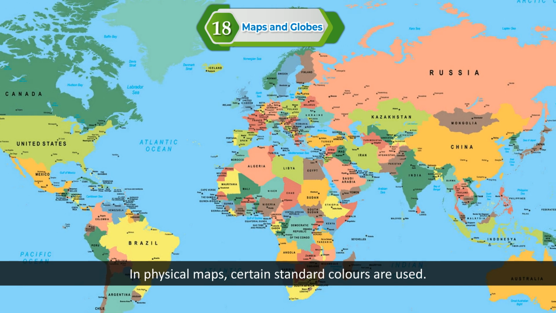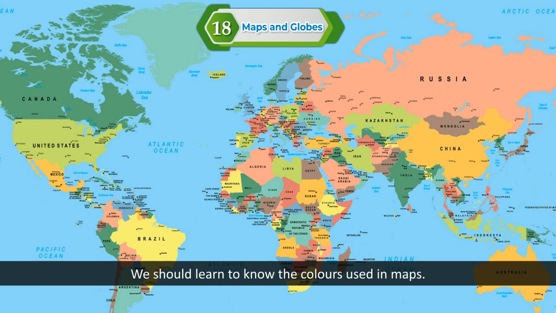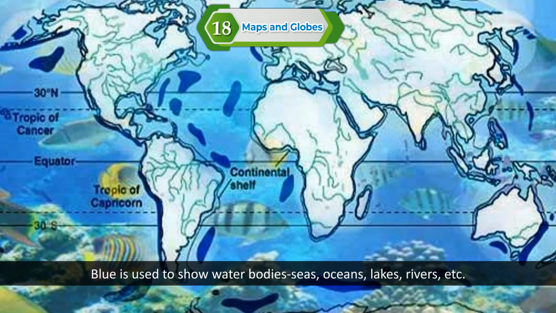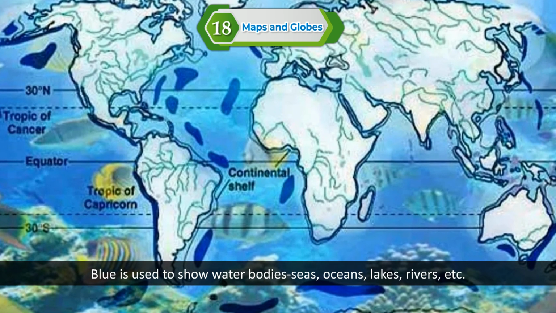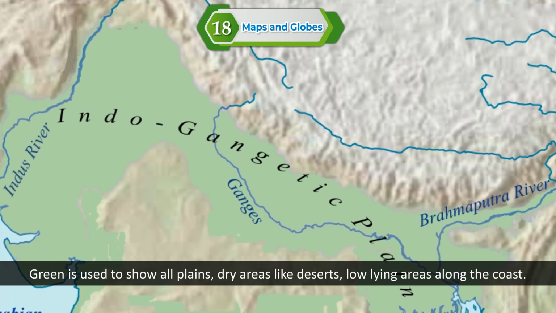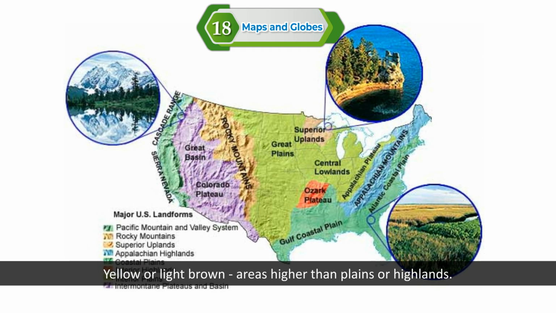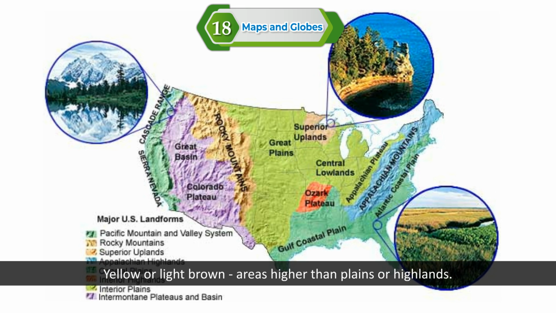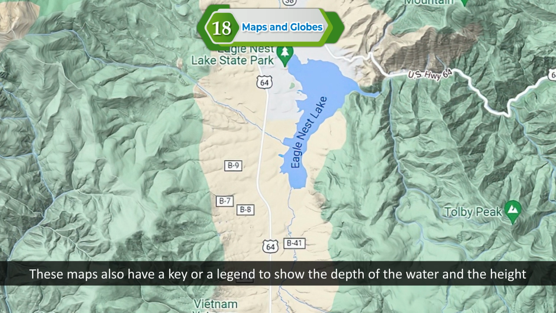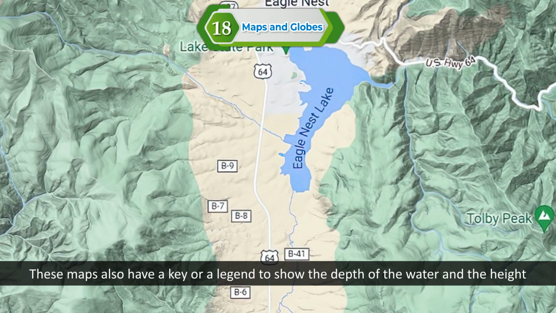Colors. In physical maps, certain standard colors are used. We should learn to know the colors used in maps. Blue is used to show water bodies like seas, oceans, lakes, rivers, etc. Green is used to show all plains, dry areas like deserts, and low-lying areas along the coast. Yellow or light brown shows areas higher than plains, or highlands. Dark brown is used to show mountains and hills. These maps also have a key or a legend to show the depth of the water and the height of other landforms.